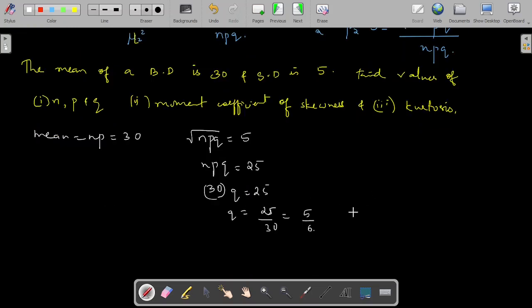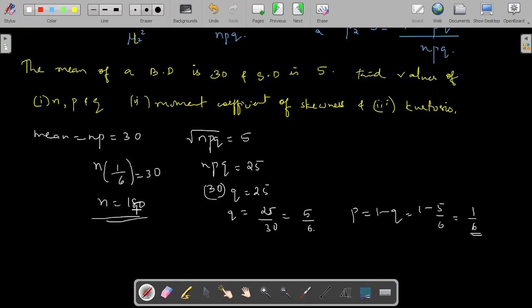Once you got the value of q, p equal to 1 minus q, 1 minus 5 by 6, which is equal to 1 by 6. So now substitute. np equal to 30 with p as 1 by 6, so n equal to 180. So we got values of n, p and q.